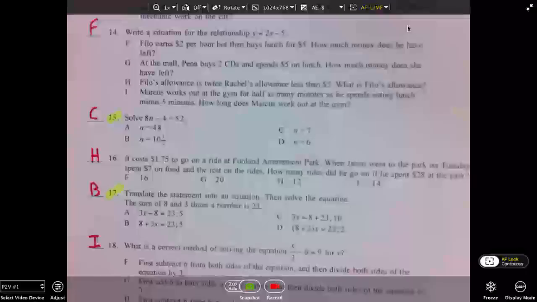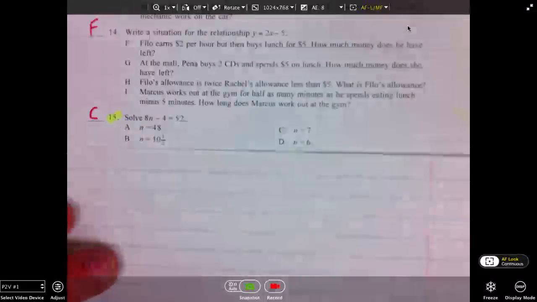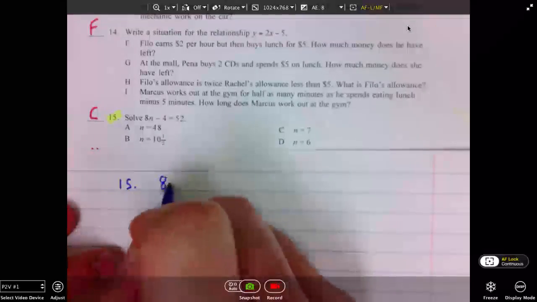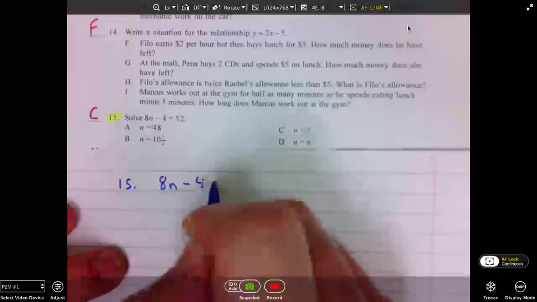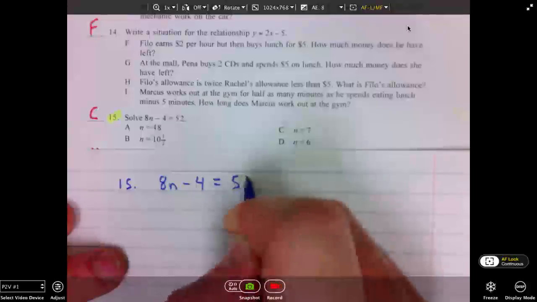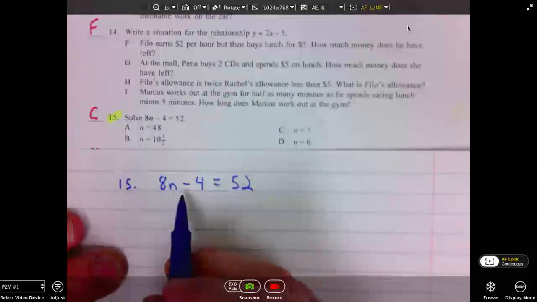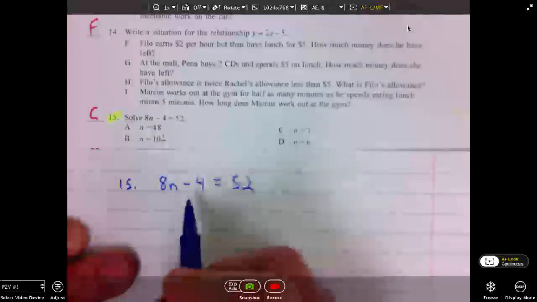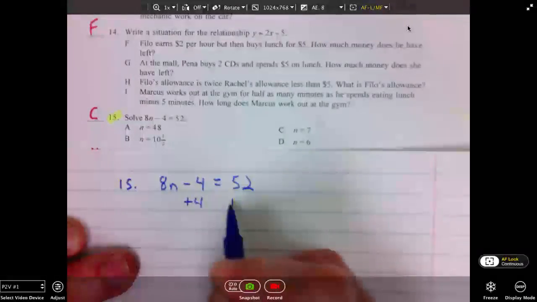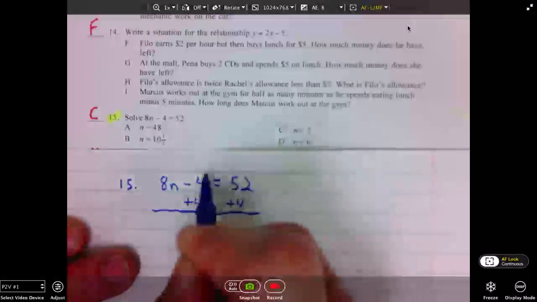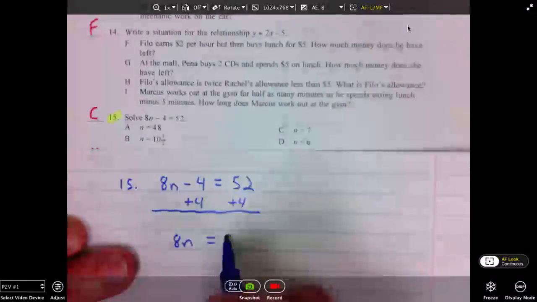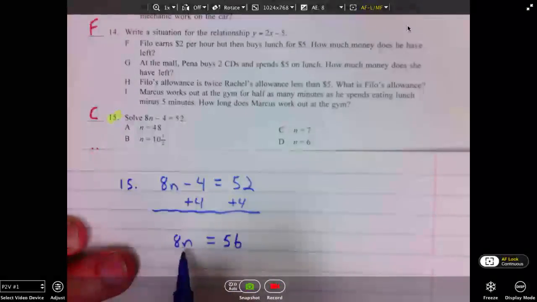All right. Next, number 15. We've solved many equations now. I think we should be pretty adept at this. We have 8 times n minus 4 equals 52. We want to get n by itself. First, we will undo the subtract 4 by adding 4 to both sides. 4 cancels 4 to leave 8n on the left. 52 plus 4 is 56 on the right. We have 8 times n is 56.